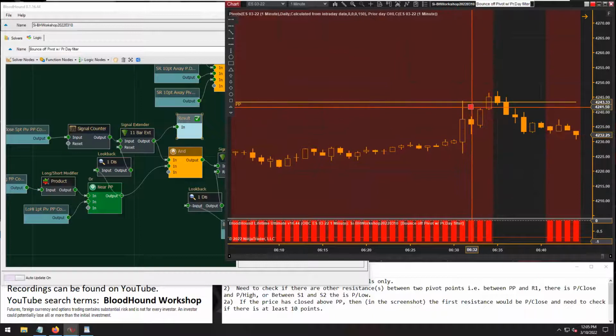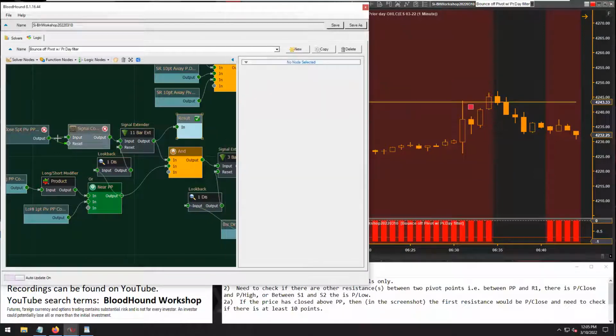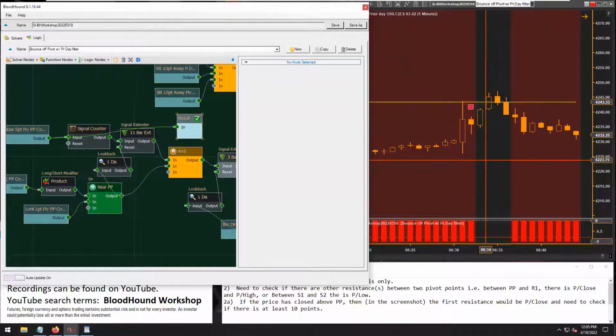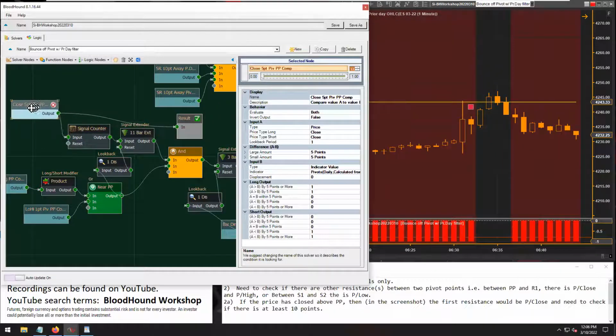Interesting. So the signal extender still continues on for a couple more bars. Let's see, why is that? Oh, interesting. Okay. So we have this down bar actually has 5 points of separation, right? So our comparison solver feeds another signal back into the signal extender and turns the signal extender back on. Interesting.